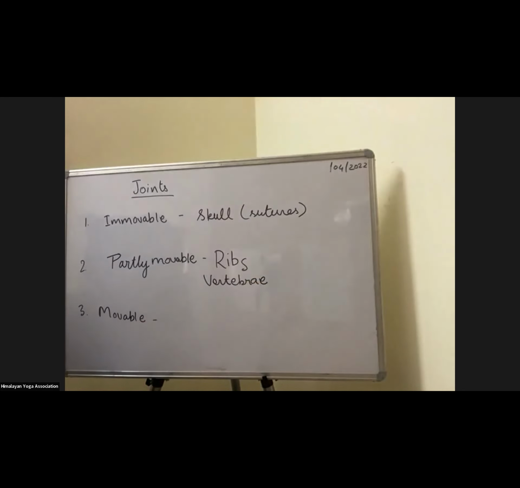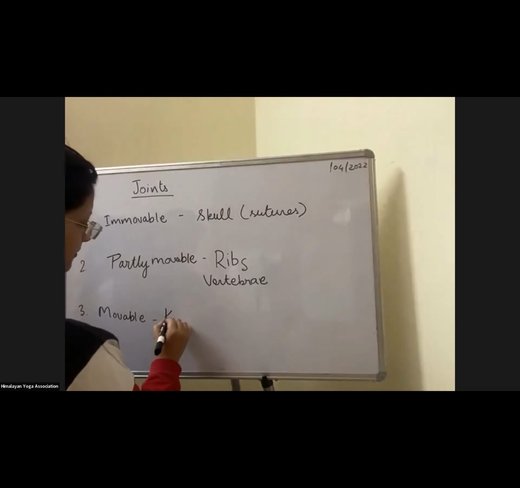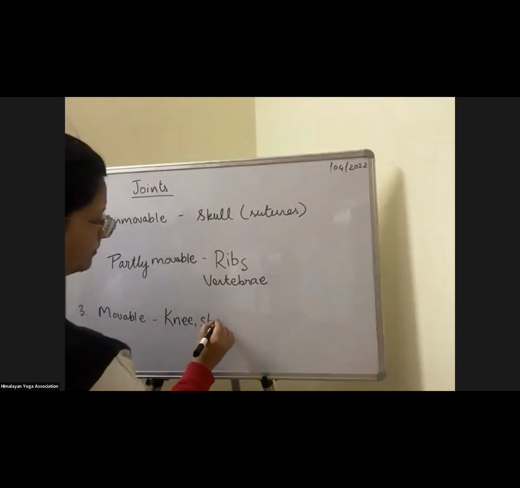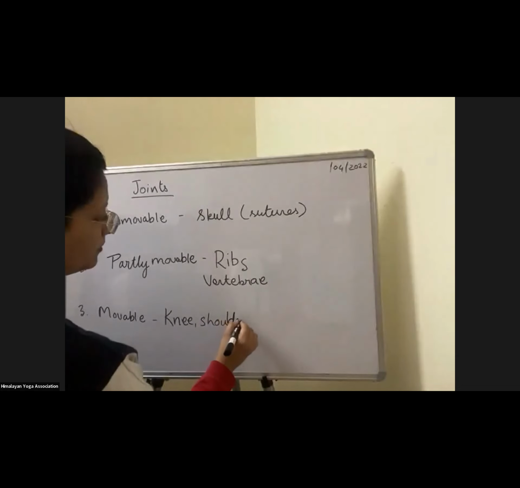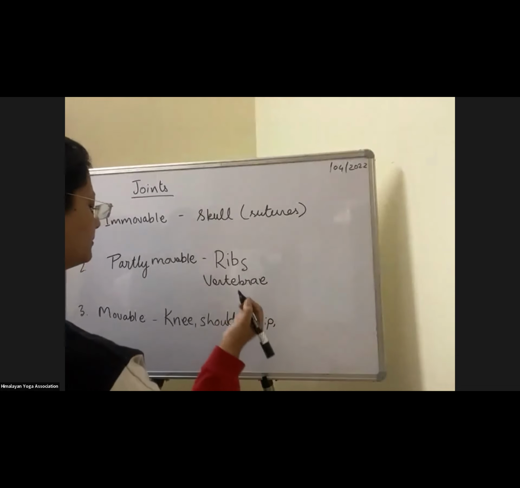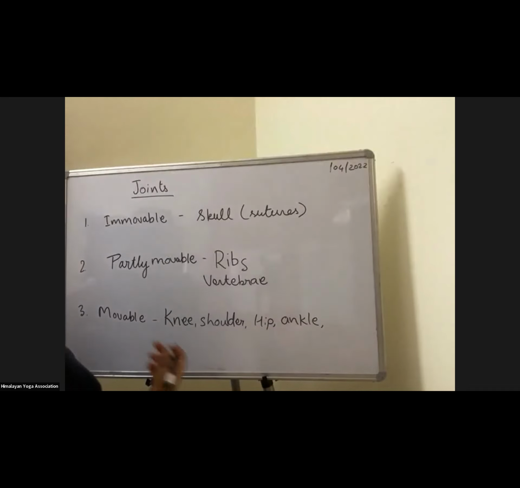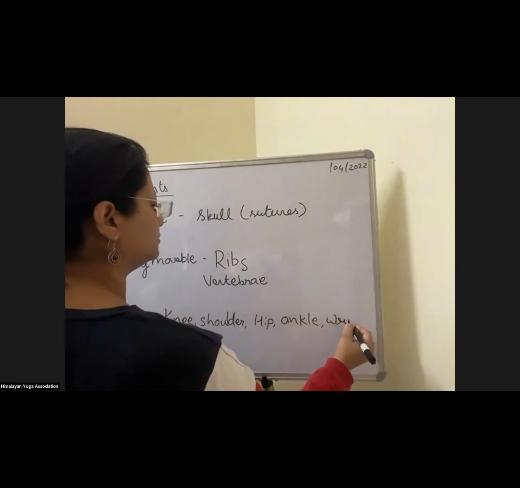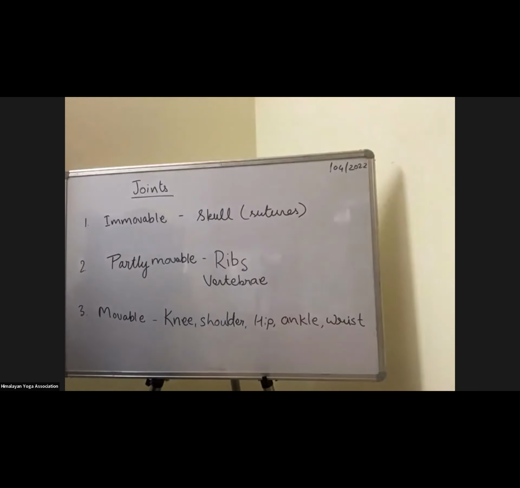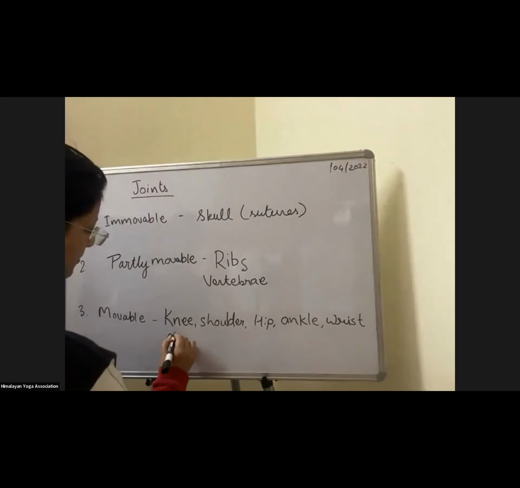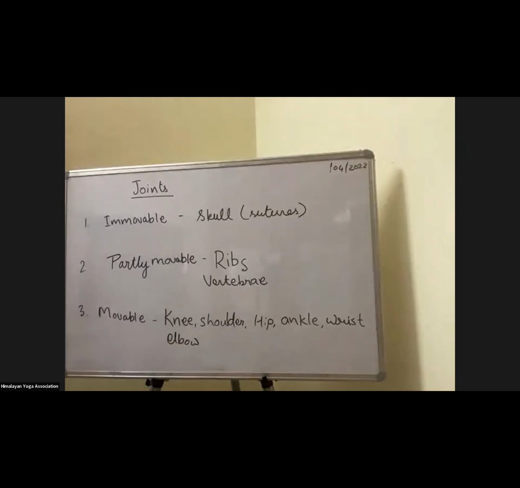And movable? Knee. Shoulder, head. Ankle. Wrist. Yes, all those joints are movable, like knee, shoulder, hip, ankle, wrist, elbows. Wrist, W-R-I-S-T.